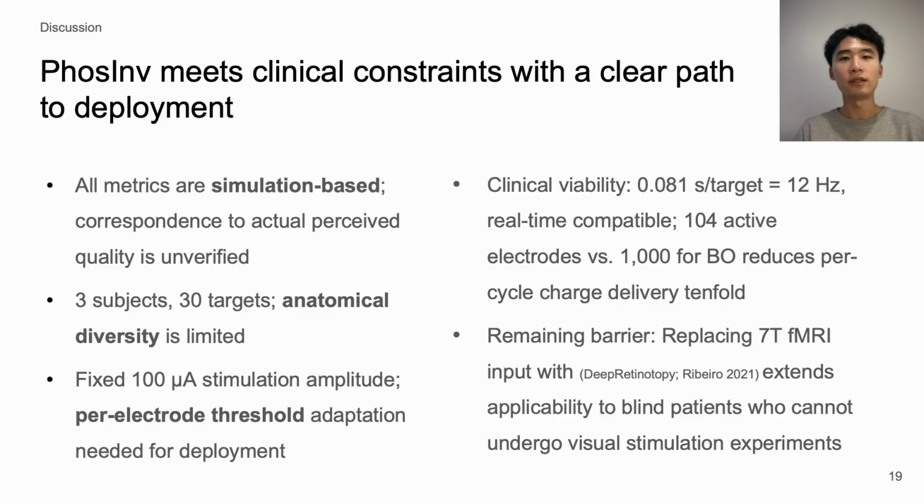I also want to be candid about limits. All our metrics are simulation-based, so the link to actual perceived quality is unverified. We use 3 subjects and 30 targets, so anatomical diversity is limited. And we fixed the stimulation amplitude, whereas a deployed device would need per-electrode threshold adaptation.